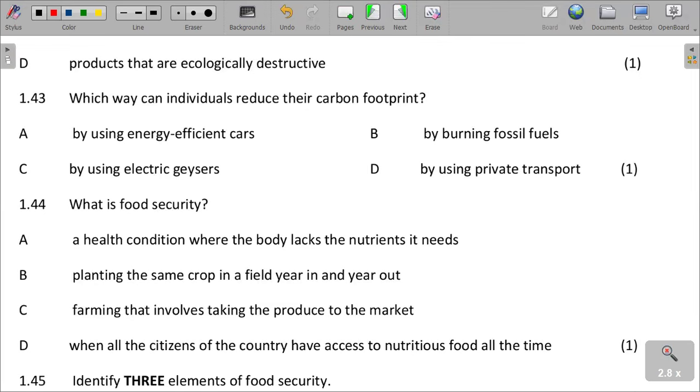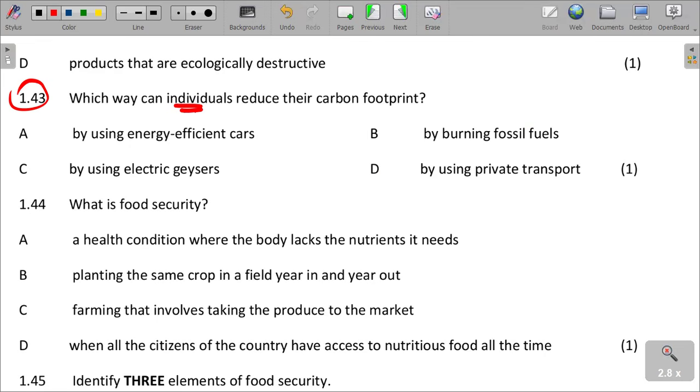Which way can individuals reduce their carbon footprint? We are saying individuals. How can individuals reduce their carbon footprint? I remember I said that carbon footprint can be assessed at an individual level or at a corporate level, which is an organizational level. So at an individual level, how can carbon footprint be reduced?